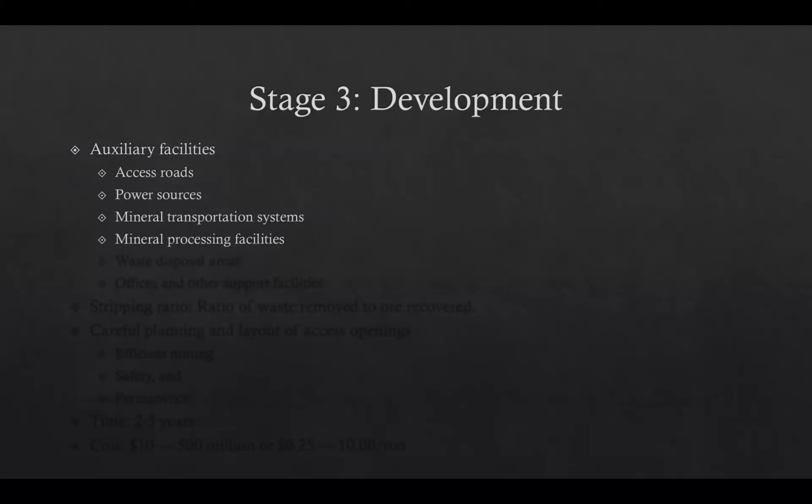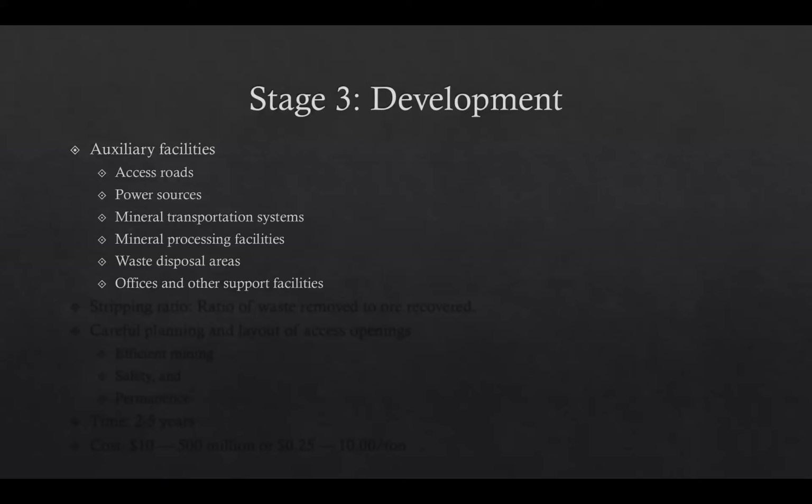Development also includes provision of auxiliary facilities, which must be provided before actual mining starts. These facilities include access roads, power sources, mineral transportation systems, mineral processing facilities, waste disposal areas, and offices and other support facilities.